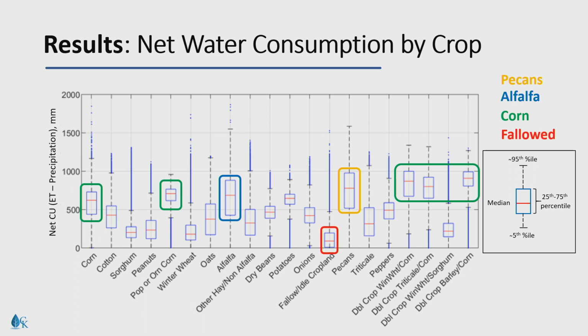One of the things that was interesting coming out of this is that fields that are classified as fallow or idle cropland, the ET is not 0. And that's probably not surprising. There's still stuff growing on those fields, even if they're fallowed. And I'll talk about that a little bit more towards the end.